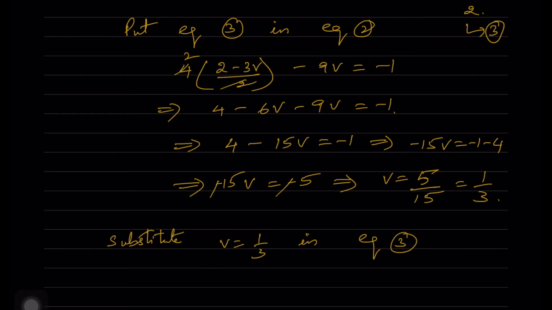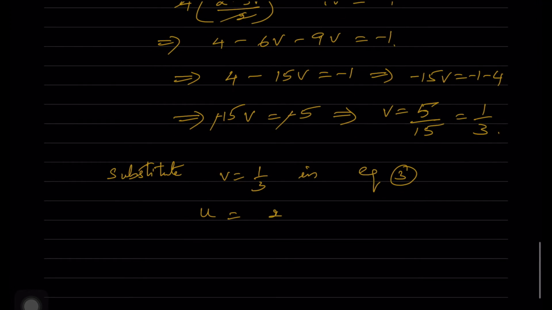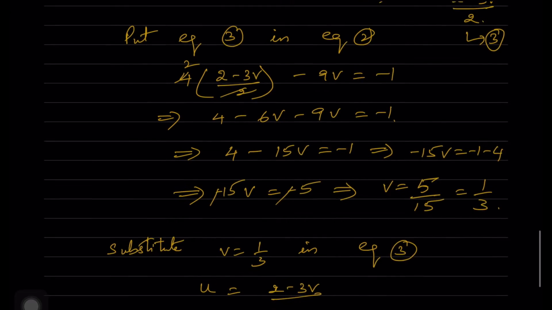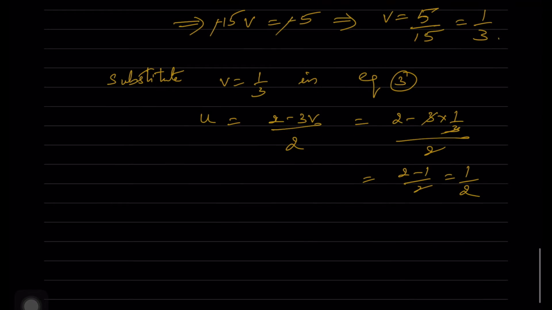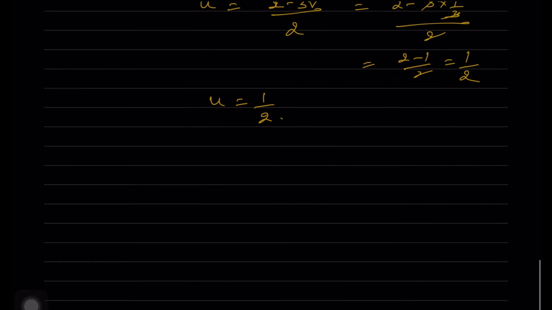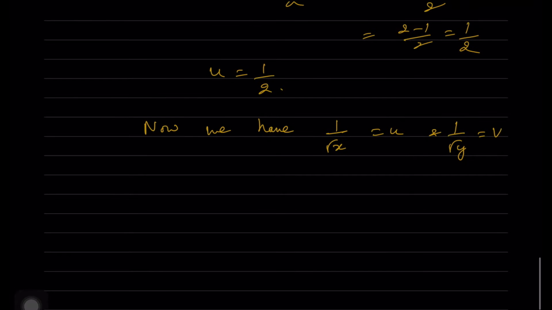So now substitute this value of v equal to 1 by 3 in equation 3. So you are getting u is equal to (2 minus 3v) by 2. When you substitute that, you get (2 minus 3 into 1 by 3) by 2. So 3 will get cancelled away. 2 minus 1 by 2, which is equal to 1 by 2. u is equal to 1 by 2. So now we have v is equal to 1 by 3 and u is equal to 1 by 2.